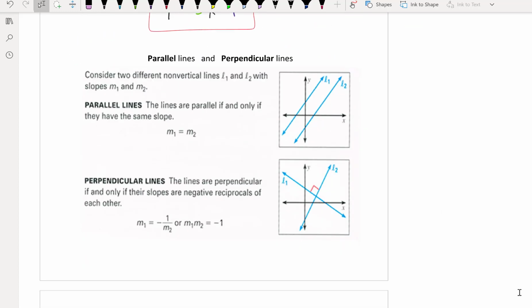Now, the next thing I want to talk about are parallel and perpendicular lines. So the parallel lines, as you can see from the top example, never intersect. And also, we know that they have the exact same slope. Versus if they're perpendicular, then they cross at a 90-degree angle. That is what that little square represents right here. So that little square represents that these two lines intersect at a 90-degree angle.